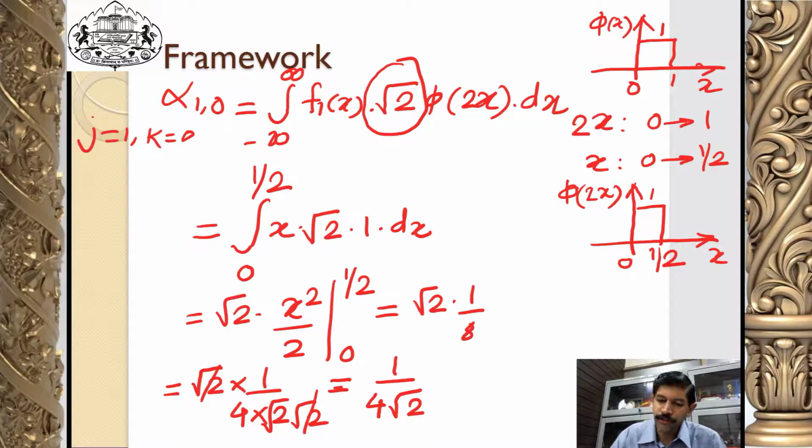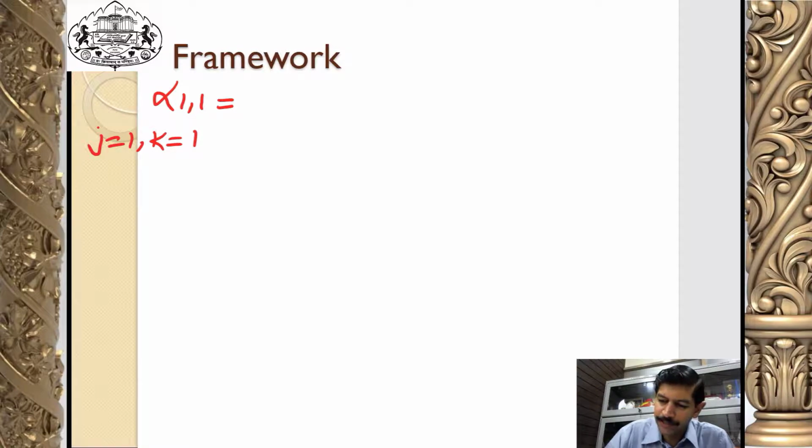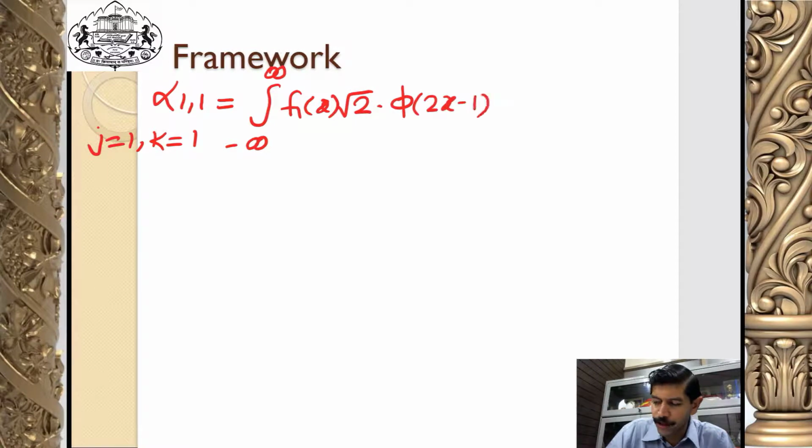So this is my first alpha value, alpha 1, 0. We'll calculate one more alpha value and then we'll move on. So let's calculate alpha 1, 1. So now j is 1 and k is also 1. So it will be the integral running from minus infinity to plus infinity, and then f1 of x root 2 into phi of twice x minus 1, because k is equal to 1, into dx.